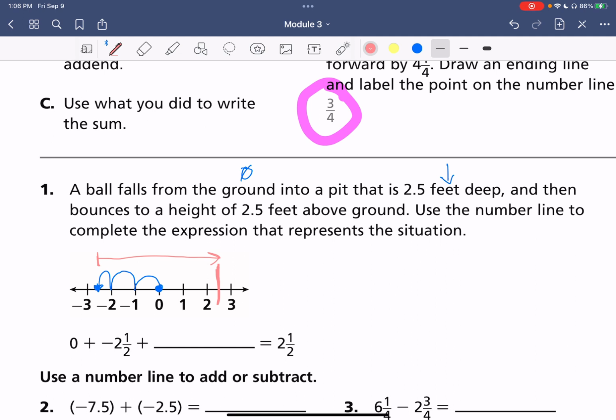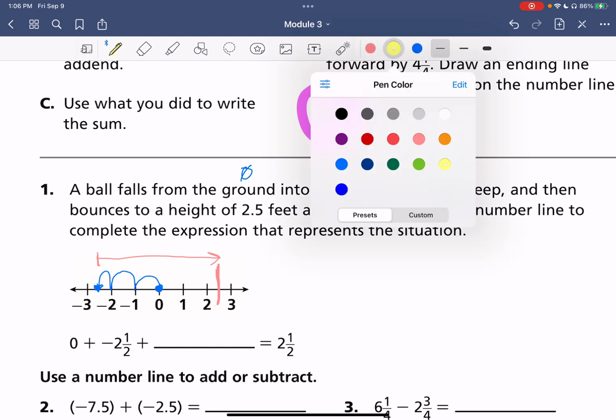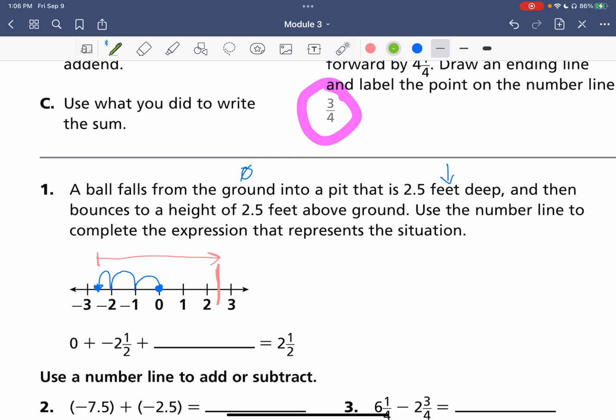You have a guess. So for here, let's count how many jumps we have. So we're at negative 2.5. 1, 2, 3, 4, 5. 5 jumps to the right will get us up to 2.5 feet above ground level. So we're on our positive side of our number line.